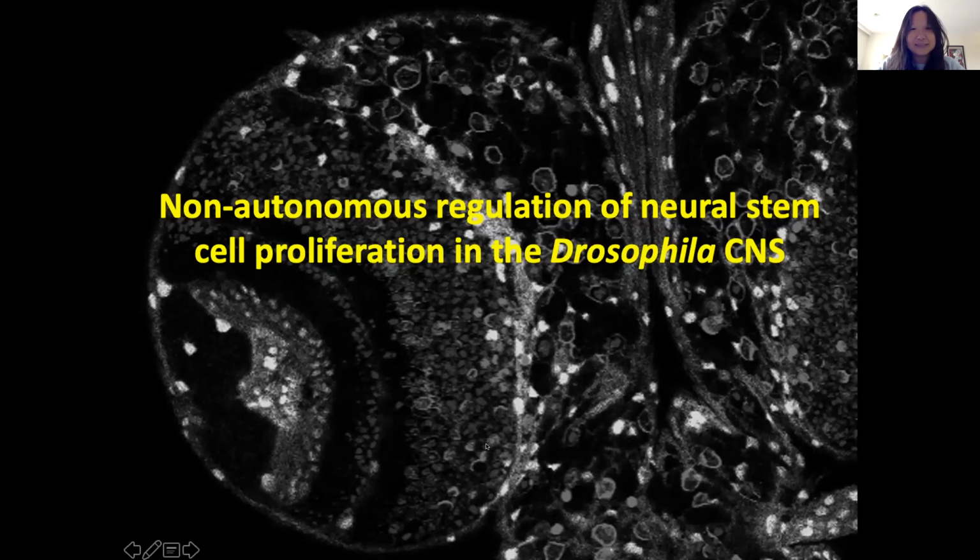Today I'd like to tell you about a story in the lab on non-autonomous regulation of stem cell proliferation in the developing fly central nervous system, and particularly how the glia niche, which surrounds these neurostem cells, can affect the ability of the stem cells to proliferate.